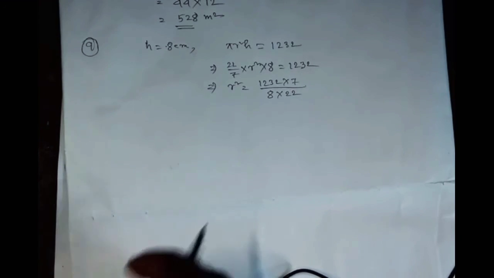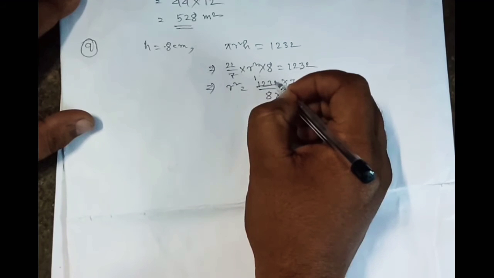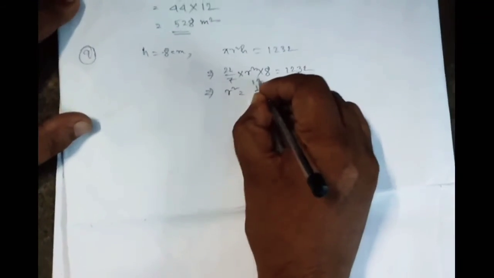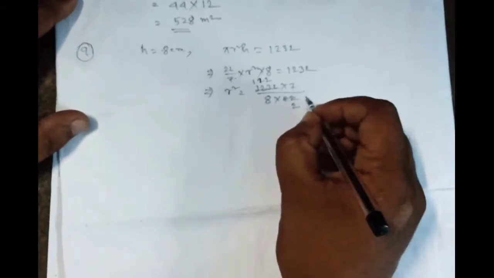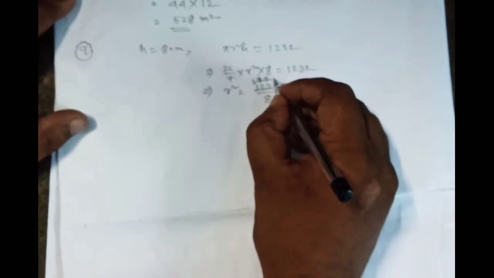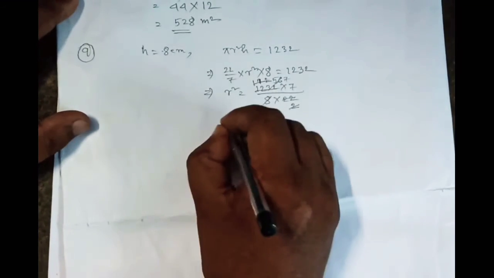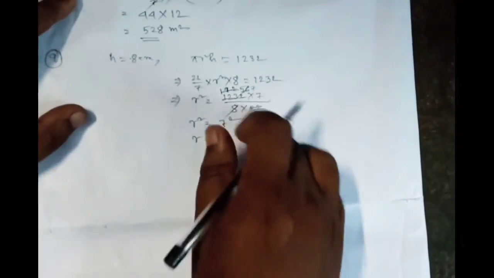Next, if we do the calculations, by 11 ones are this, next again 11 twos are, again 11 ones are, and 11 twos are, there 112, and 11 twos are. Next by 2, 56, so r square is equal to 7 square, so r is equal to 7. So the base radius is 7 here.